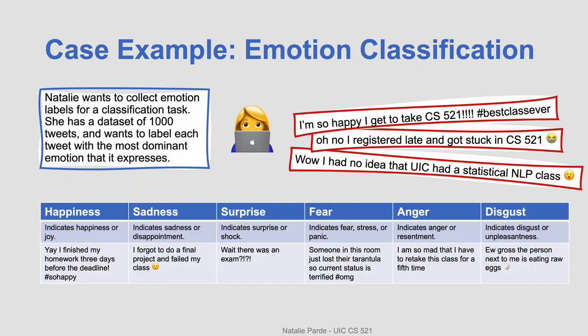To make sure her guidelines are clear, she also downloads a few more tweets and finds examples for each category. This provides annotators with a concrete understanding of what an instance associated with each category should look like.